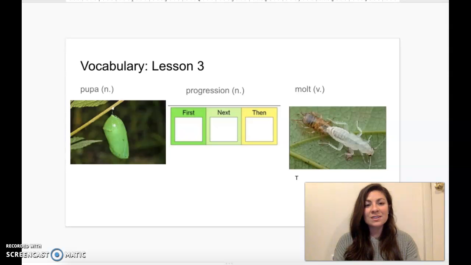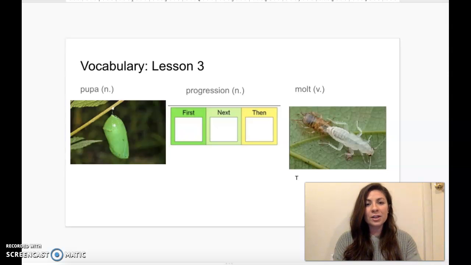Hi, second grade students. Today's story is from Knowledge 8, Lesson 3, called Life Cycles of Insects. Before I begin our story, I'm going to go over our vocabulary words. Our first vocabulary word for today's story is the word pupa. Repeat after me. Pupa. A pupa is the inactive, immature stage of an insect between a larva and an adult.